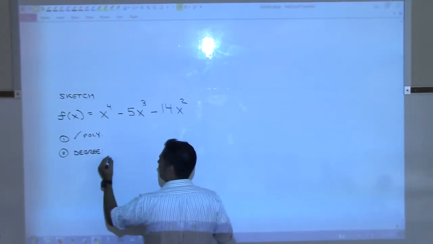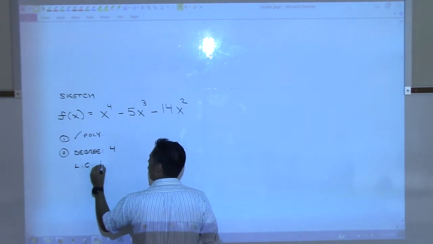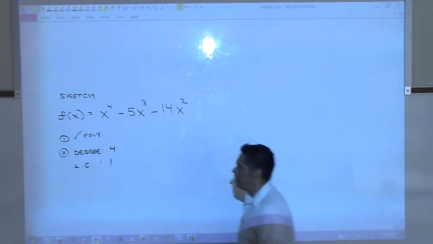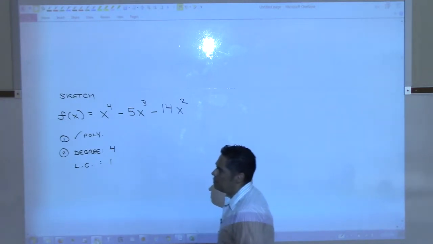So what's the degree? It's 4. Okay, and the leading coefficient? 1. Is 1. Everyone agree? Okay. Now, the third step, Rasteem, is to do what?